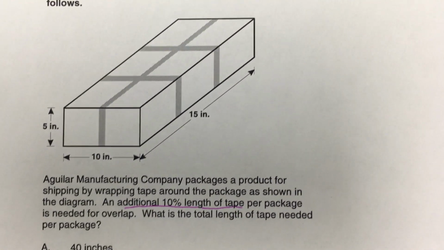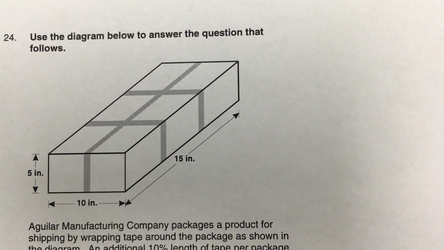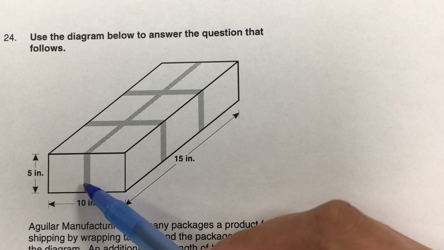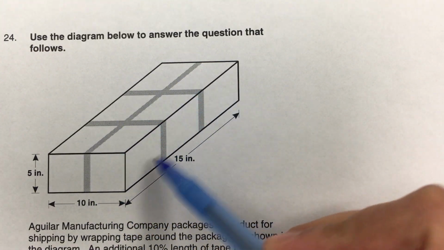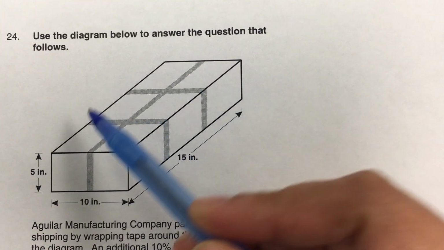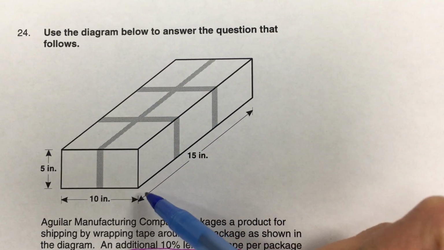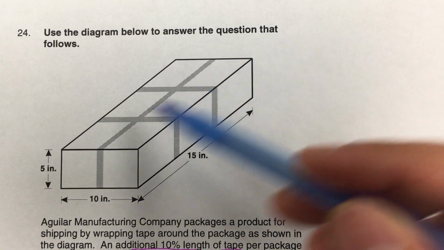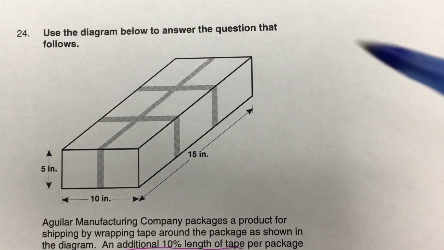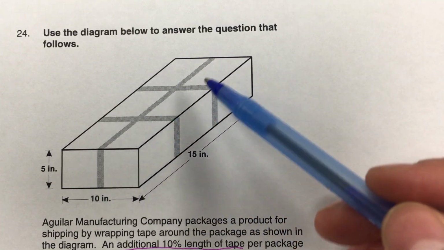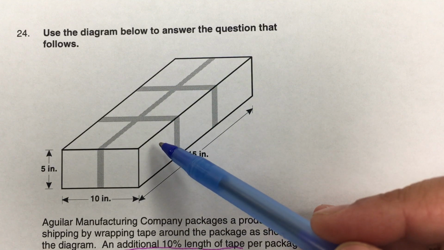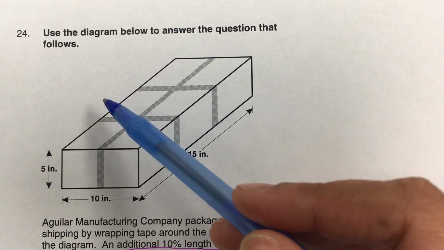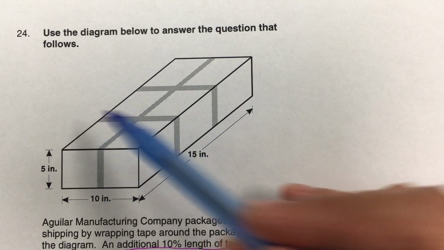Okay, so let's look at this diagram. If you notice, it's showing only the front face, the top face, and the right face. We're missing the left. We cannot see that, the one below and the one in the back. Okay, but for any rectangular prism, you will always have two faces that are exactly the same. Top and bottom are the same. Front and back are the same, and left and right are the same.